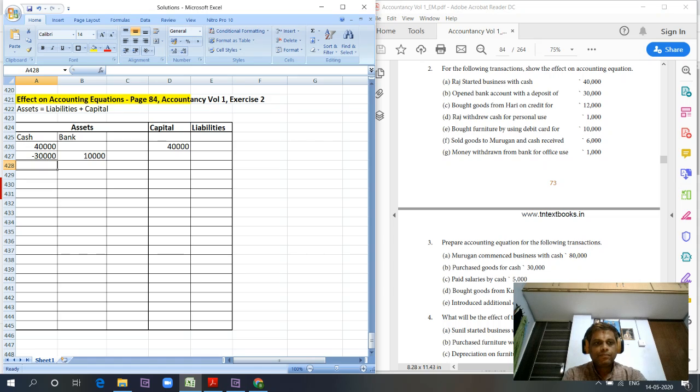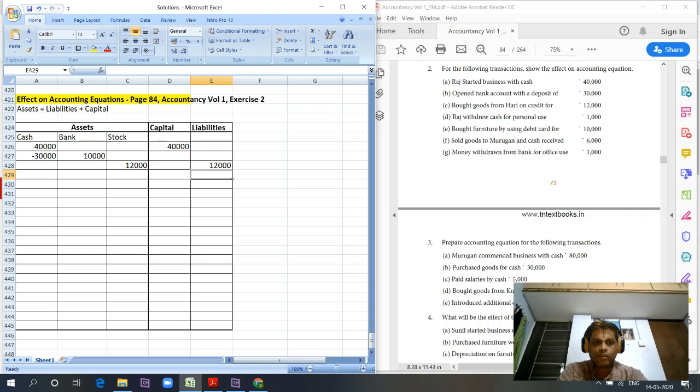Okay, let's go to the next line. Bought goods from Hari on credit for 12,000 rupees. Next asset that is getting added is stock. Stock coming in 12,000 purchases, and liabilities is sundry creditors. So 12,000 rupees is added to the liabilities. Stock account debit to sundry creditors account or Hari account, 12,000 rupees.